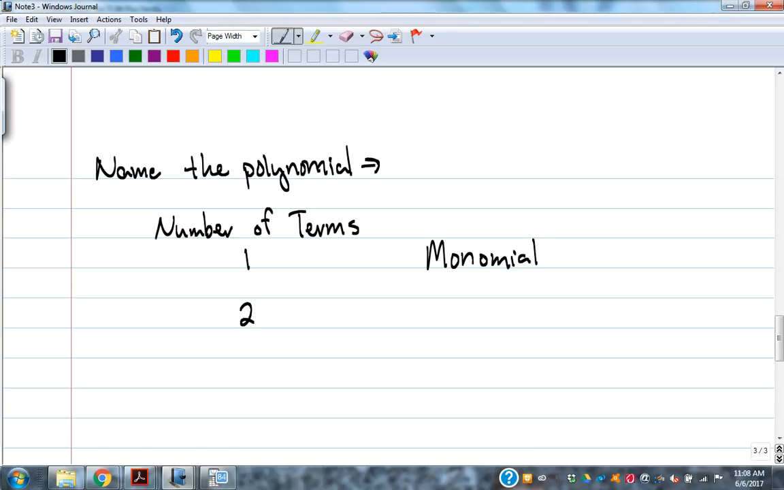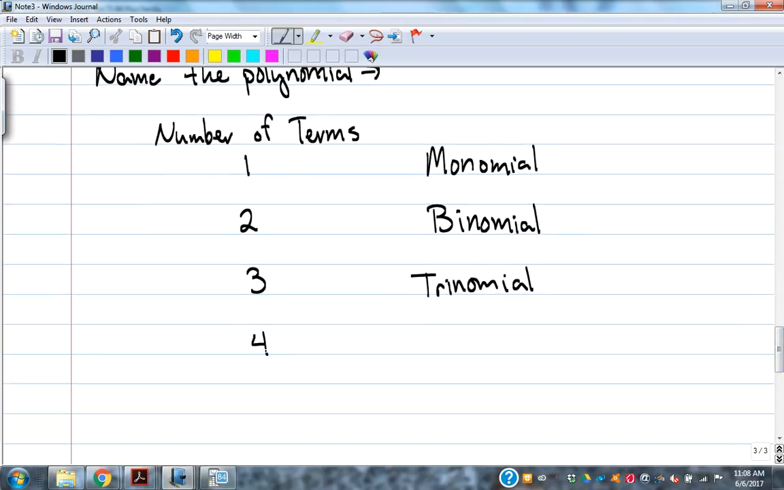Okay. If it's got 2 terms, the prefix for 2 would be binomial, like a bicycle has 2 tires. If it's got 3 terms, the prefix that we would use would be trinomial, like a tricycle has 3 tires. Anything bigger than that, 4 plus, we're just going to call it a polynomial.